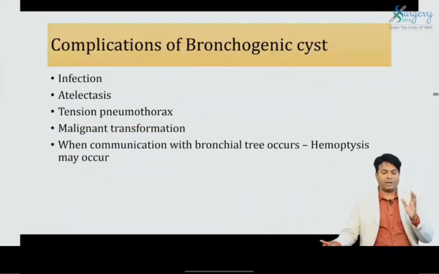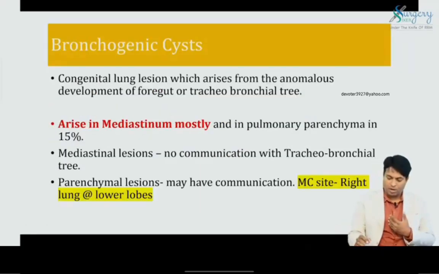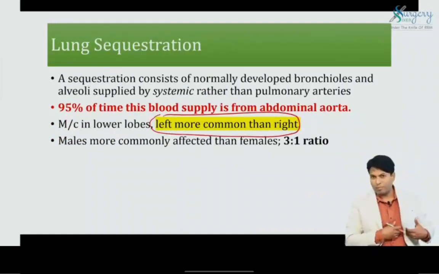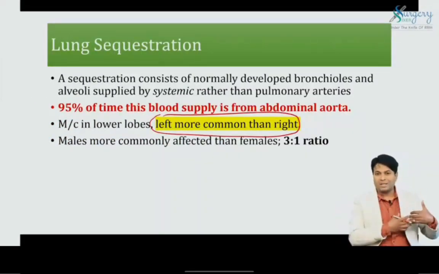So bronchogenic cyst, can you tell me where is the bronchogenic cyst common? Bronchogenic cyst is common on the right side lung, lower base. Sequestration is common on the left side, more common than the right side. Left lower lobe. Bronchogenic cyst is common on the right lower lobe. Lung sequestration is common on the left lower lobe.